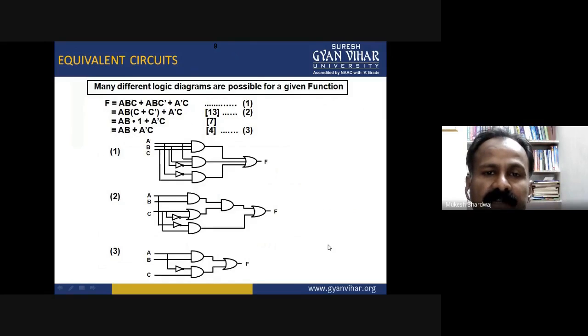Many different logic diagrams are possible for given functions. So these are some logic diagrams for different possible given functions. It is our own choice how many types of gates and what arrangement of the gates we use to get the output according to the Boolean function.